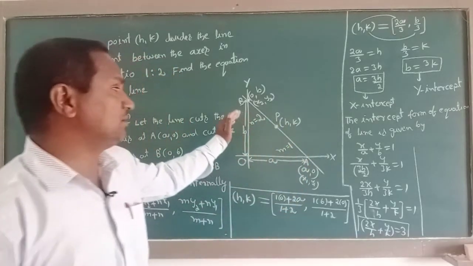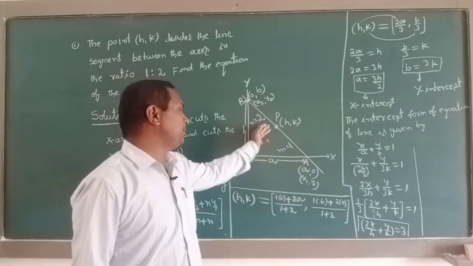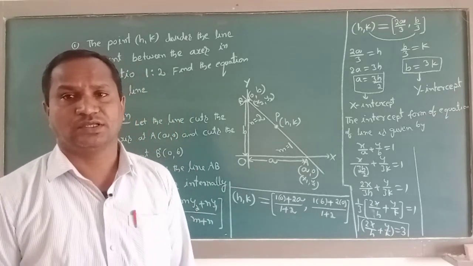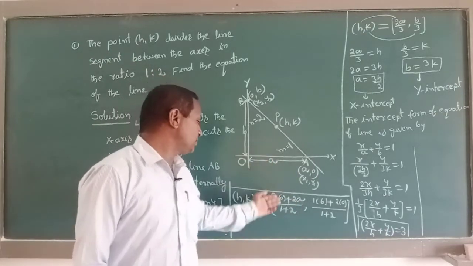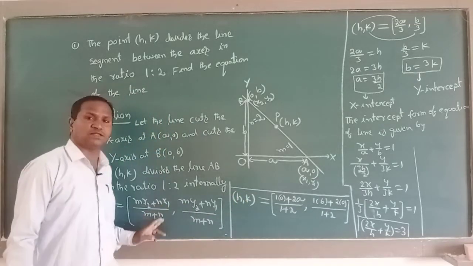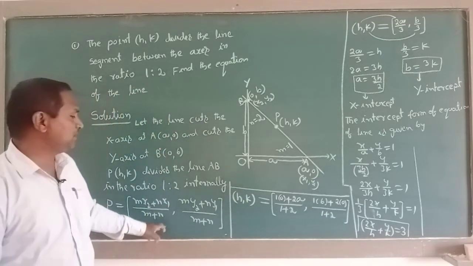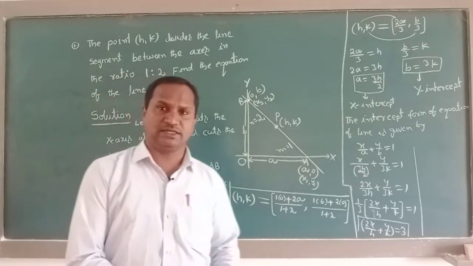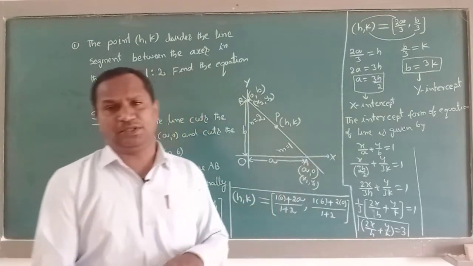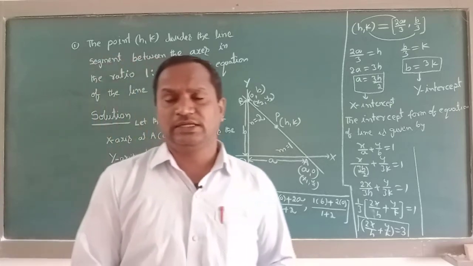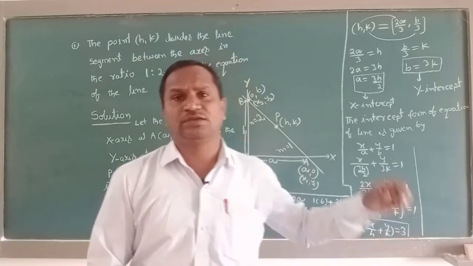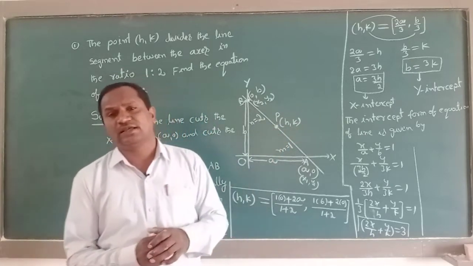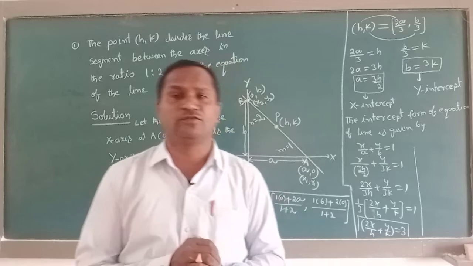The mentioned section: the required point P divides the line segment in the ratio 1:2. In the ratio 1:2 means we have to apply the section formula, (mx2 plus nx1) whole divided by (m plus n), comma, (my2 plus ny1) whole divided by (m plus n). The same question was also discussed in the previous class. In that class they mentioned the division point is the midpoint, that's why in that case I applied the coordinates of the midpoint formula.